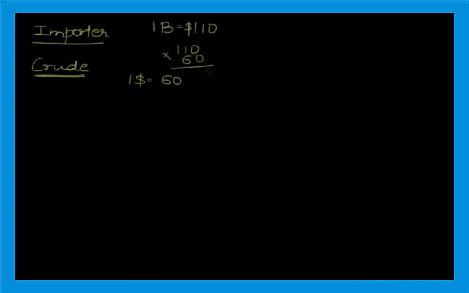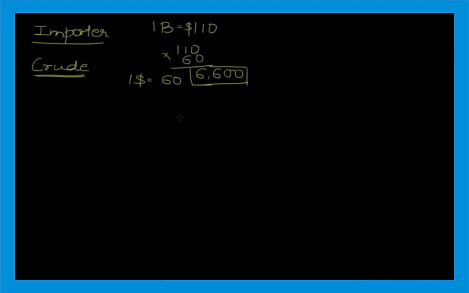Let's say I am someone who's in the business of importing crude. Now I know that one barrel of crude today costs me $110, and with the given $1 equal to 60 rupees situation, for me to import one barrel of crude, I have to typically pay approximately 6,600 rupees.